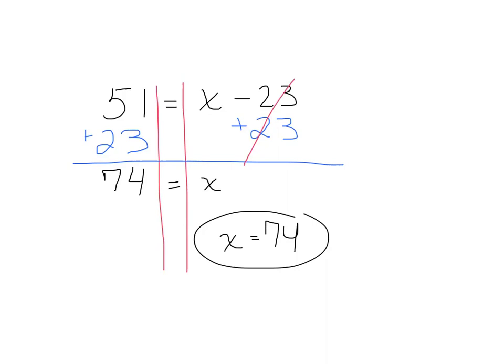And then I can check, what's 74 minus 23? If I subtract, I get 51, so it checks. So 51 is equal to 51. So anyway, hopefully this has been helpful for you and clarifies how to solve subtraction equations.